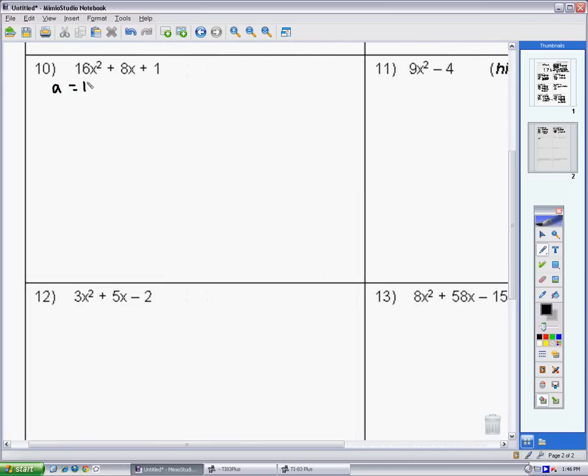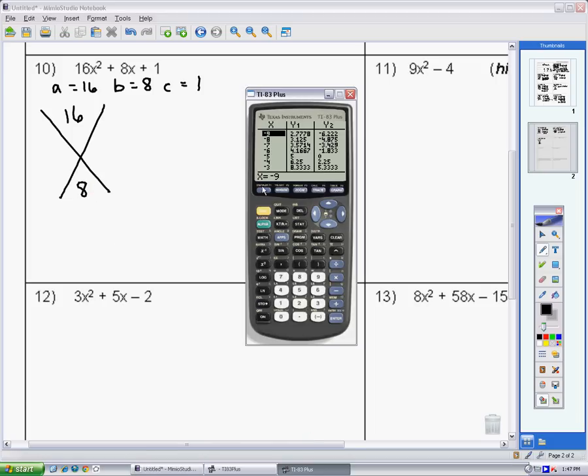A is equal to 16, B is equal to 8, C is equal to 1. So I'm going to multiply A times C, and I'm going to get 16, and B is equal to 8. So I'm going to change my y equals to 16. And I want to look and find where I have 8 as a sum. And here we are right here. That's going to be 4 times 4.